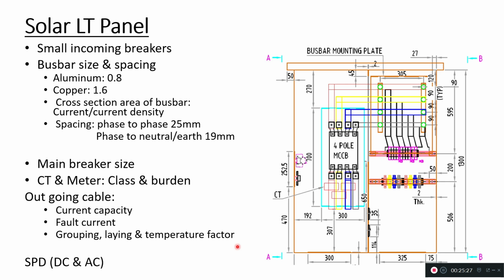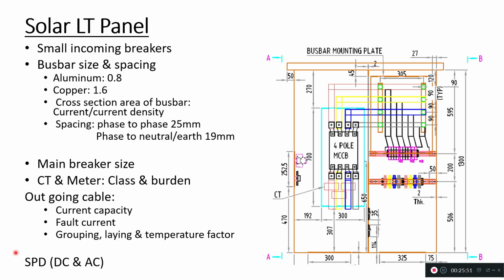And next, laying. If you are laying the cable in a duct, it will again reduce the current carrying capacity of the cable. So you need to make sure that you consider these factors. And next is the temperature factor. The detailed calculation of cable sizing you can refer to in my video. The links will be provided in the description.